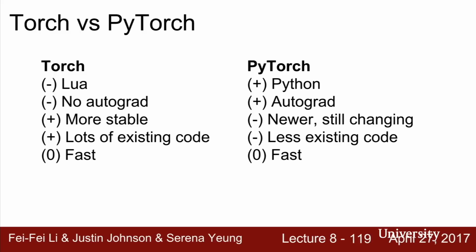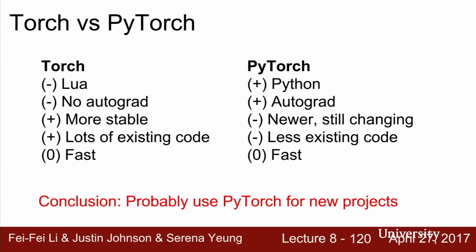In Lua Torch, you end up writing a lot of your own backprop code sometimes, so that's a little bit annoying. But PyTorch is newer. There's less existing code. It's still subject to change. So it's a little bit more of an adventure. But at least for me, I don't really see much reason for myself to use Torch over PyTorch anymore at this time. So I'm pretty much using PyTorch exclusively for all my work these days.